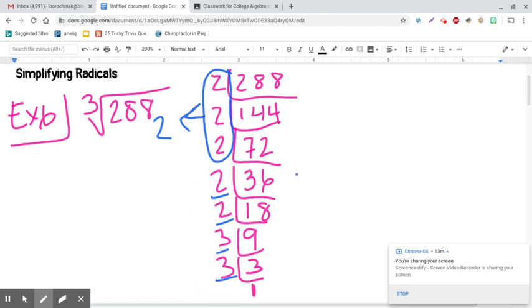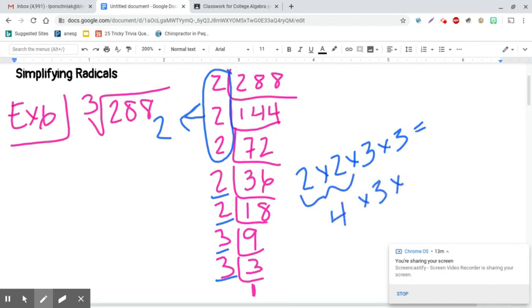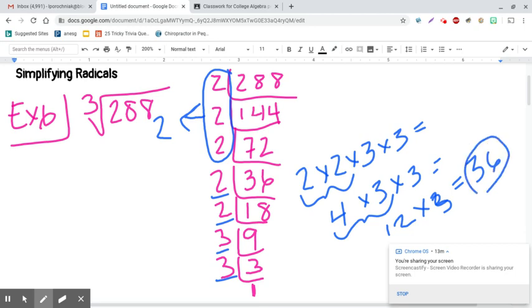So we need to multiply it all. 2 times 2 times 3 times 3. Well, guys, 2 times 2 is 4. All right. Just bring down the rest. 4 times 3 is 12. And 12 times, sorry, I put a 2. 12 times 3 is, what do we got? 36. All right, so 36 is actually going to stay inside. That's kind of a big number, but I saved the harder problem for the last example.